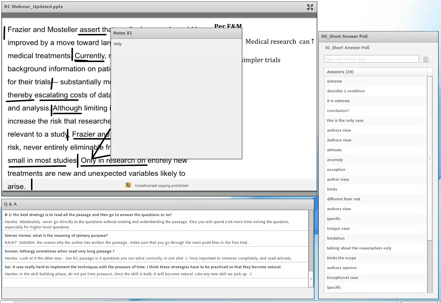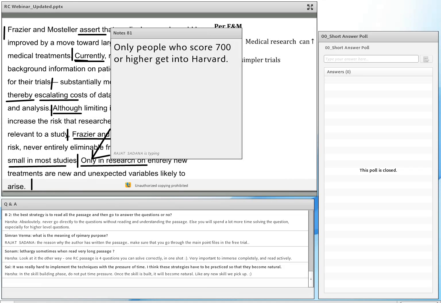let's get over here, let's see if I can make the font size bigger. Okay, when I say this statement, only people who score 700 or higher get into Harvard, what I'm saying is we can automatically infer that if you score 600, you will not get into Harvard.